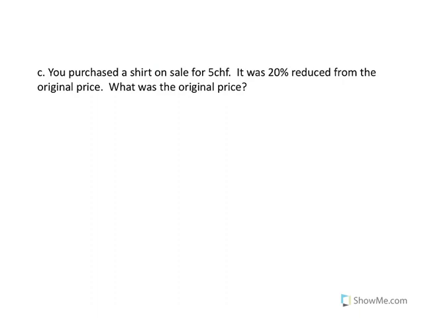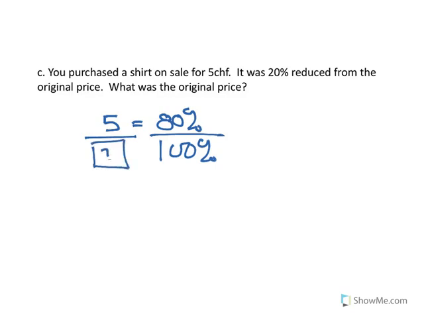You purchased a shirt on sale for 5 francs. It was 20% reduced from the original price. What is the original price? So again, we find out that the 5 francs was what you paid, right? So this 5 francs actually represents 80% of the original price, which was at 100%. But we don't know what this original price is. And the reason why it's 80% is because this is a result of being 20% reduced. So if something's 20% reduced, that means you are paying 80% of the original price.